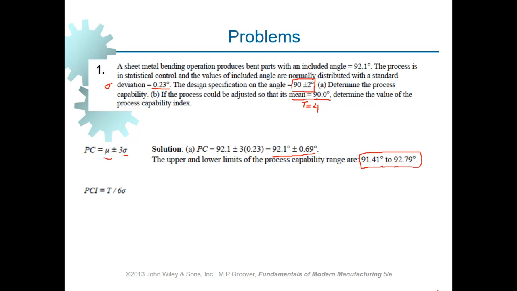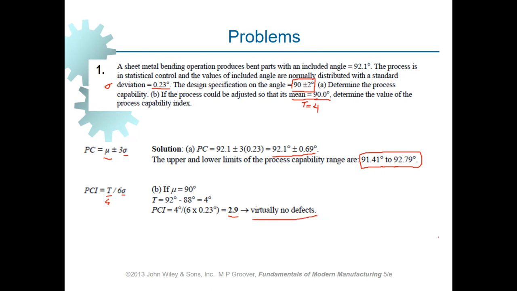Again, we've got to take the equation for process capability index from the equation sheet. In this equation, the value of T is already at hand, and that is equal to 4 degrees. The value of sigma is already at hand, that is equal to 0.23. So if we substitute these values, then we can easily get the value of PCI, which is equal to 2.9. This means that virtually there is no effects.